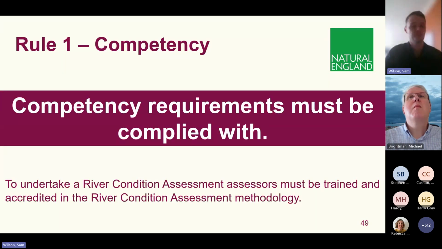And the first rule is around competency, and that's just that the competency requirements have to be complied with. The definition for competency is supplied within the government's response to the consultation on the metric, and it will also be available there once the statutory metric is made mandatory. Importantly, that second point that we've already touched on, that anyone who's completing a river condition assessment needs to be trained and accredited in river condition assessment.